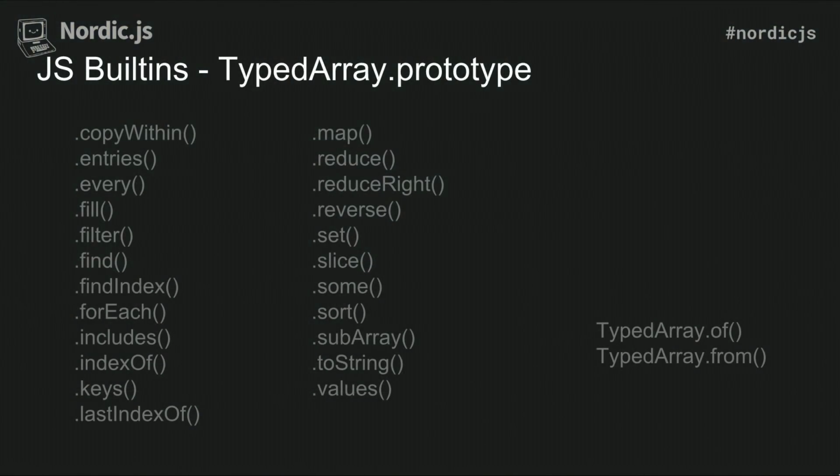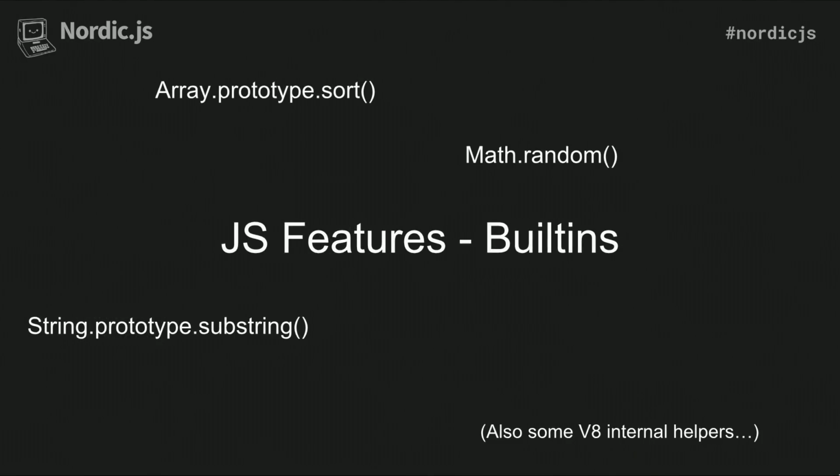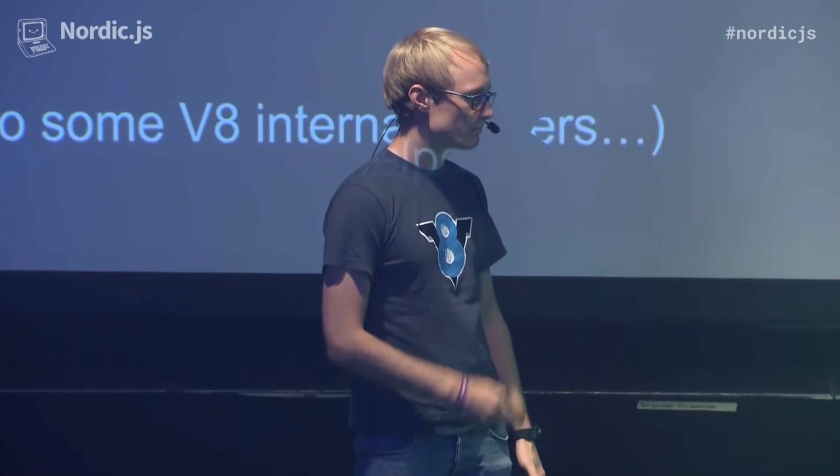So like the typed array, the array, all this kind of stuff. It's also all of the methods on the typed array. So if you look at things like filter, find, for each, sort, reduce, all of those things, each one of them is a built-in in V8. As well, it's not just typed arrays. We also have everything on the string prototype, math random, array sort, and some internal V8 helpers too. So there are lots of built-ins, is my point.